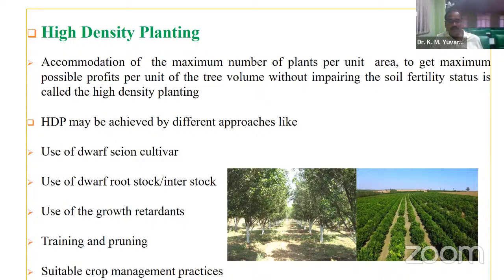There may be different approaches to high density orchard planting. One is the use of dwarf scion cultivars. Another is the use of dwarf rootstock or interstock. Another is the use of growth retardants, training and pruning. And suitable crop management practices.